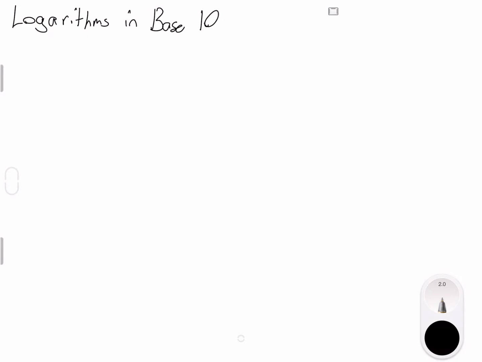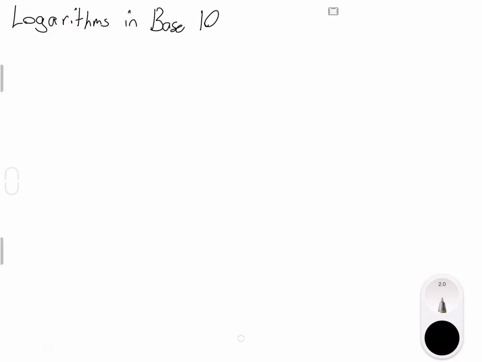So, what is a logarithm? Well, let's start by defining that the logarithm in base 10 of a positive number is the power that 10 must be raised to in order to obtain that number.